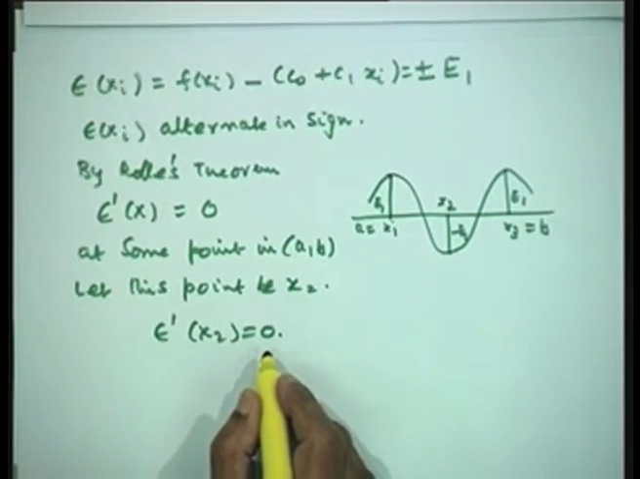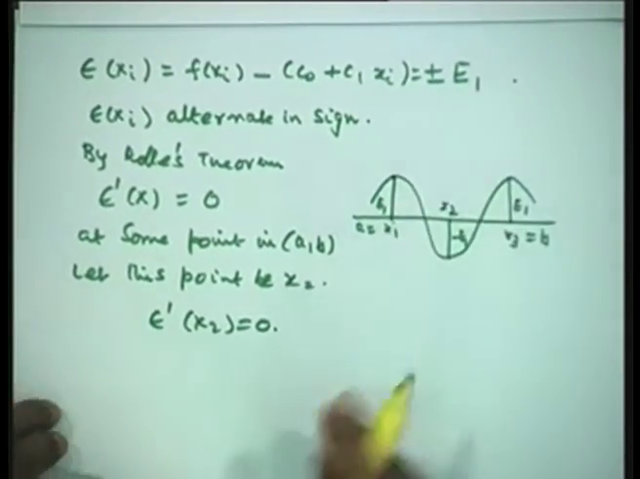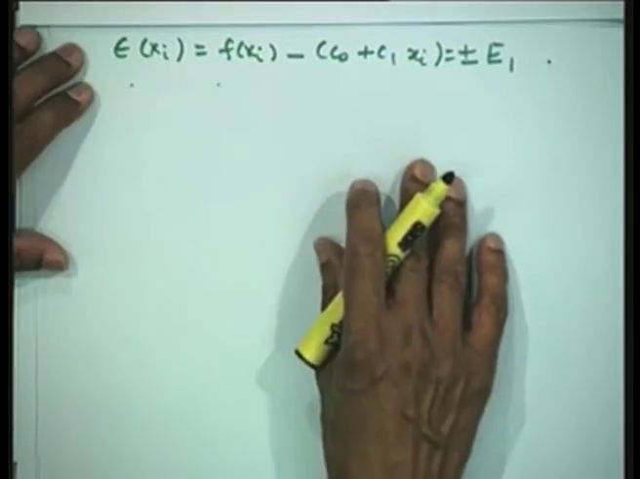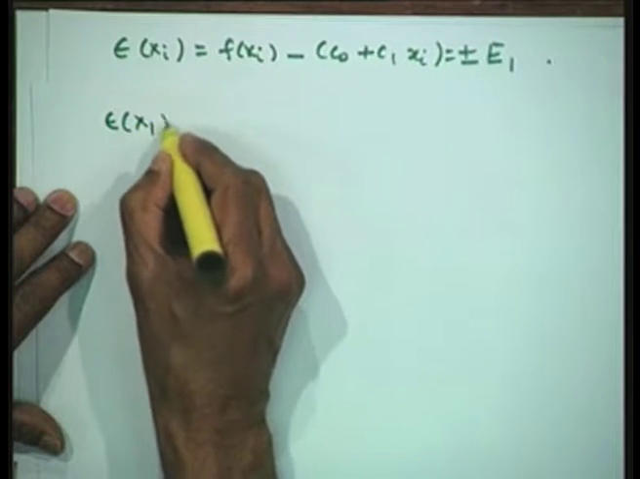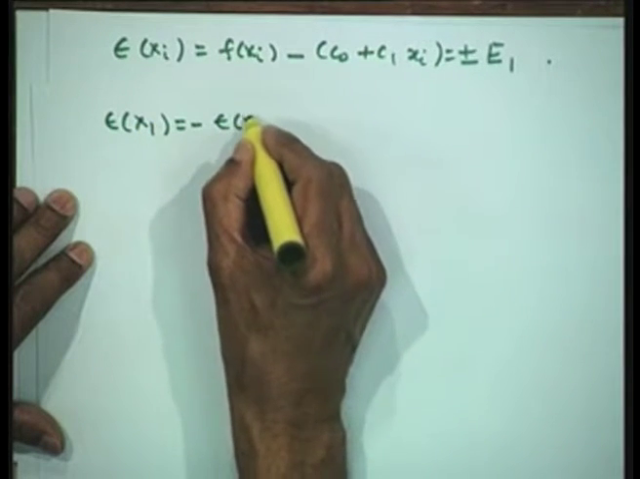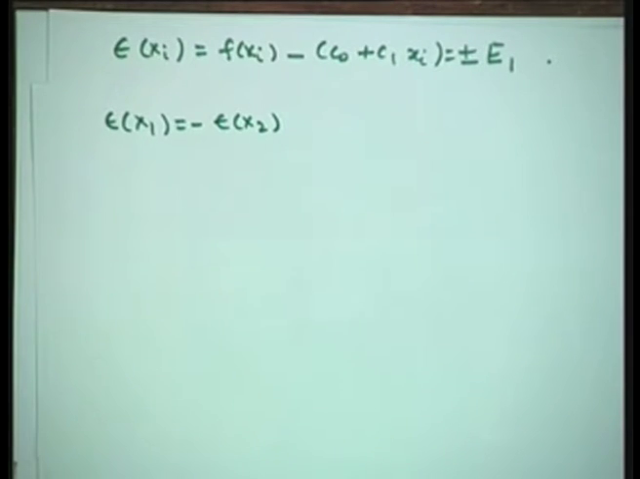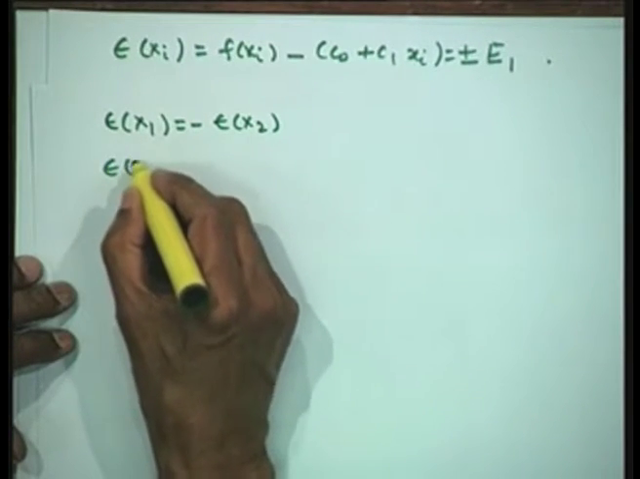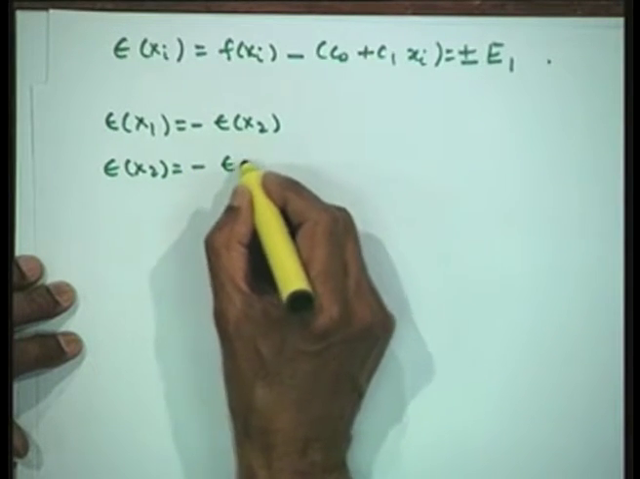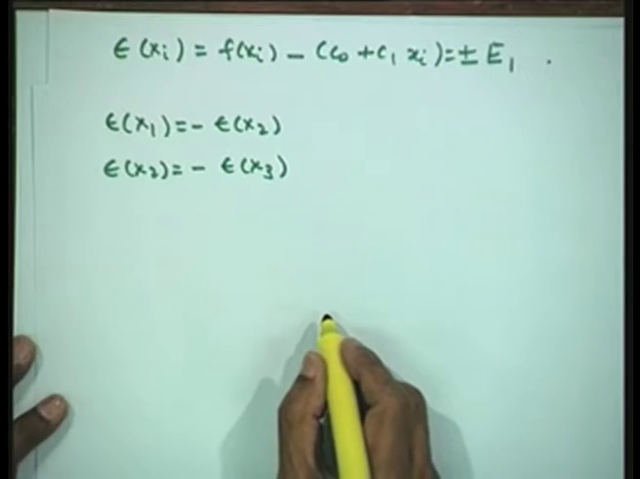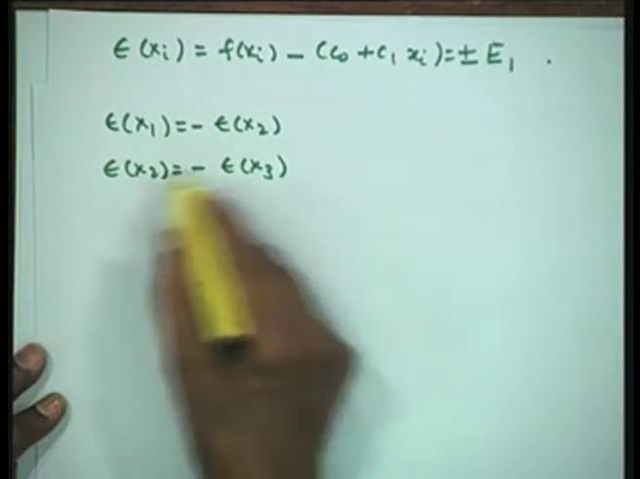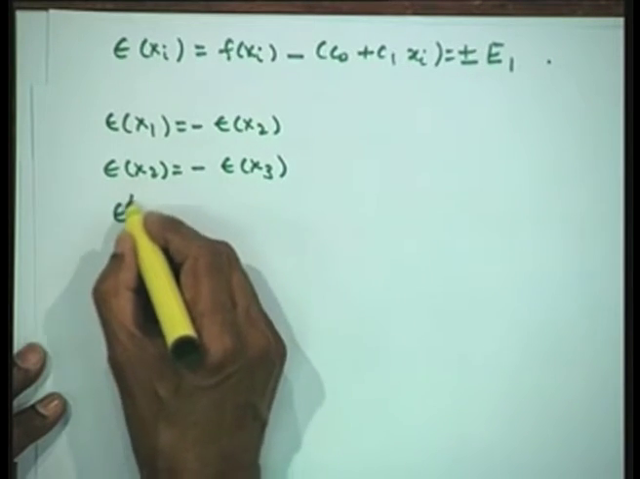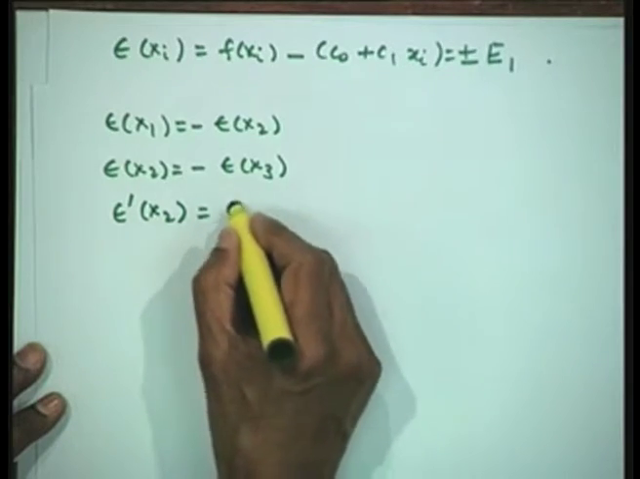Now, I have got 3 equations. Let me repeat this equation here. So, let us take i is equal to 1 and 2 from here. So, this first equation reads, put x i is equal to 1, epsilon x 1 is equal to minus epsilon x 2, they should alternate in sign. Error at the next point will be of opposite sign to the error at the previous point. Of course, you can view this as epsilon x 1 plus epsilon x 2 is 0, epsilon x 2 plus epsilon x 3 is equal to 0, and the third equation is derivative at x 2 is equal to 0.